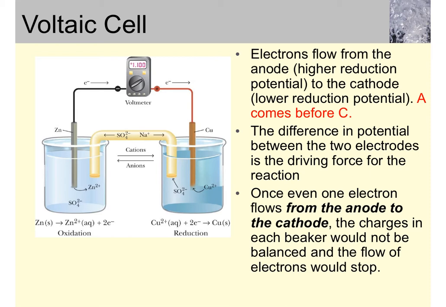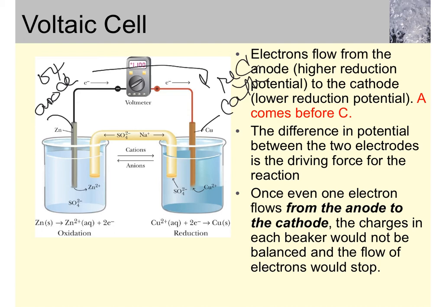Some more mnemonics for you. Electrons therefore always travel from the anode, where oxidation is taking place, to the cathode, where reduction is taking place. And my little memory trick again: A comes before C in the alphabet, right? So electrons start at the anode and go to the cathode. A comes before C. That's the direction of electron flow always.